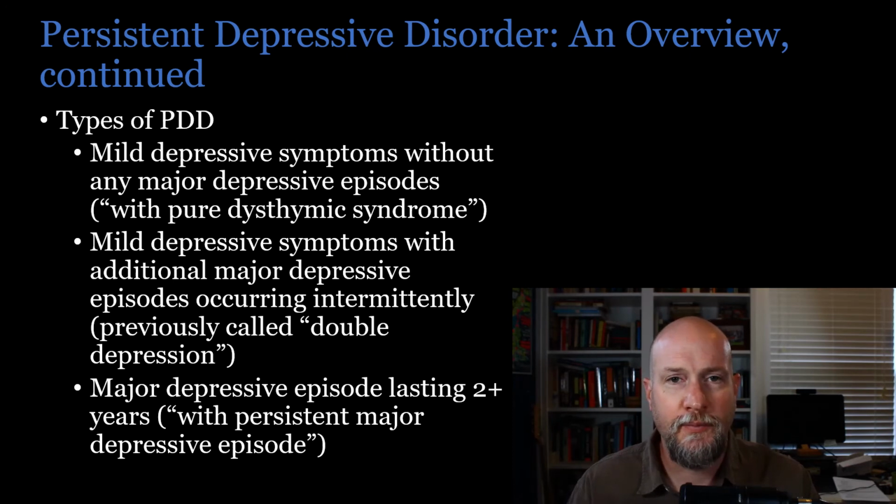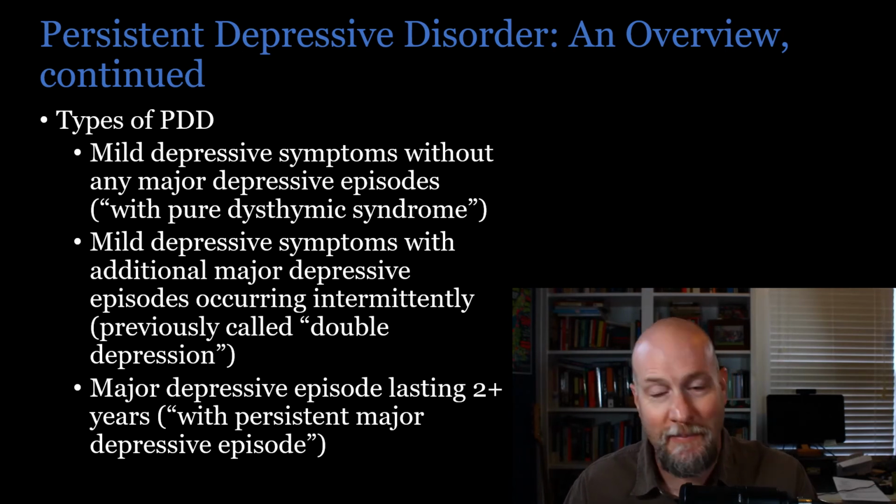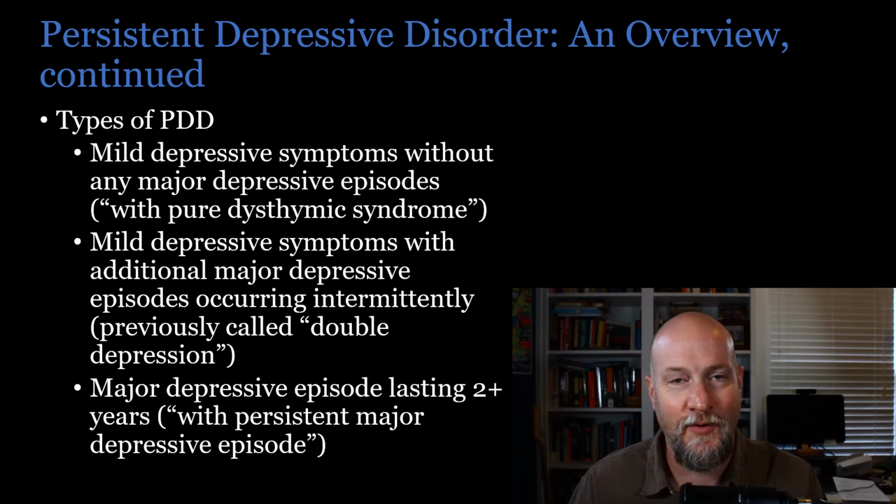So that double depression is when you fluctuate intermittently between the two. And then you may have major depressive episodes that last 2+ years. And then when it ever does remit, you're still going to be in this state of mild depression, and you're going to call that persistent depressive disorder with persistent major depressive episode, right? That's a full mouthful there.